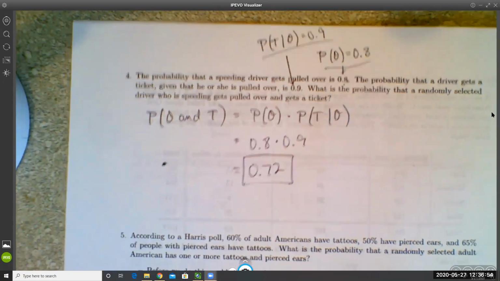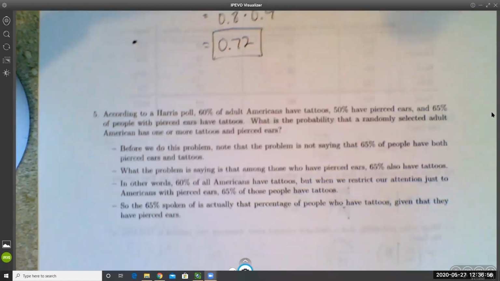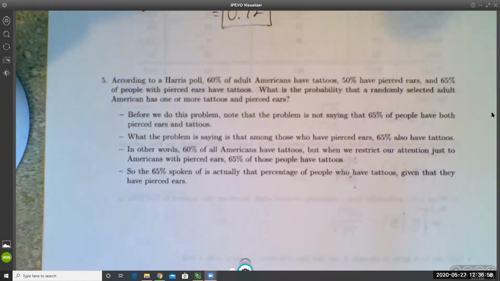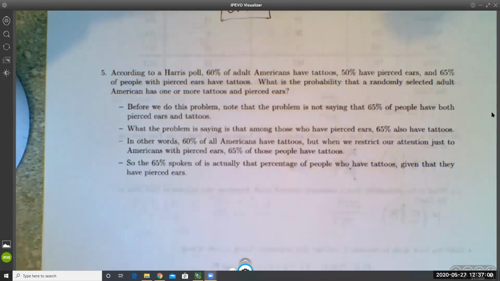So let's do another one. This one's a little more challenging. This one says, according to a Harris poll, 60% of adult Americans have tattoos, 50% have pierced ears, and 65% of people with pierced ears have tattoos. What is the probability that a randomly selected adult American has one or more tattoos and pierced ears?